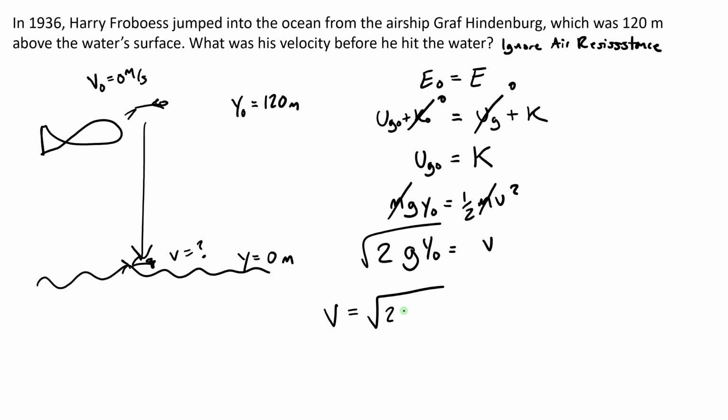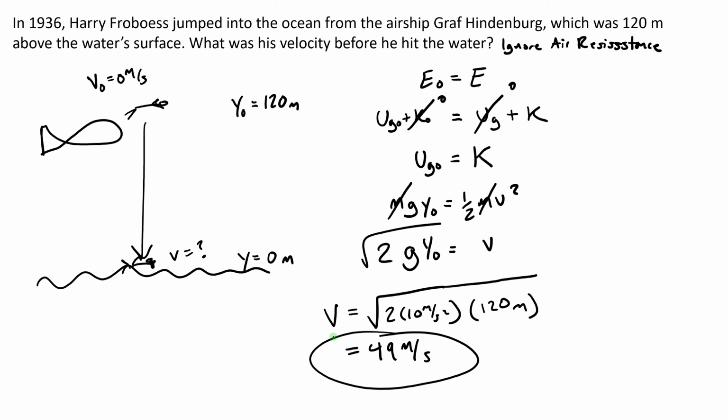So the velocity is the square root of 2 times 10 meters per second squared times the initial height, 120 meters. So the square root of 2 times 10 times 120 is 48.98, so we'll say 49 meters per second. Not squared, sorry, just meters per second. Okay, so in this problem, we were able to get rid of the mass, and that really helped us out. Now let's do a problem that uses both tricks.